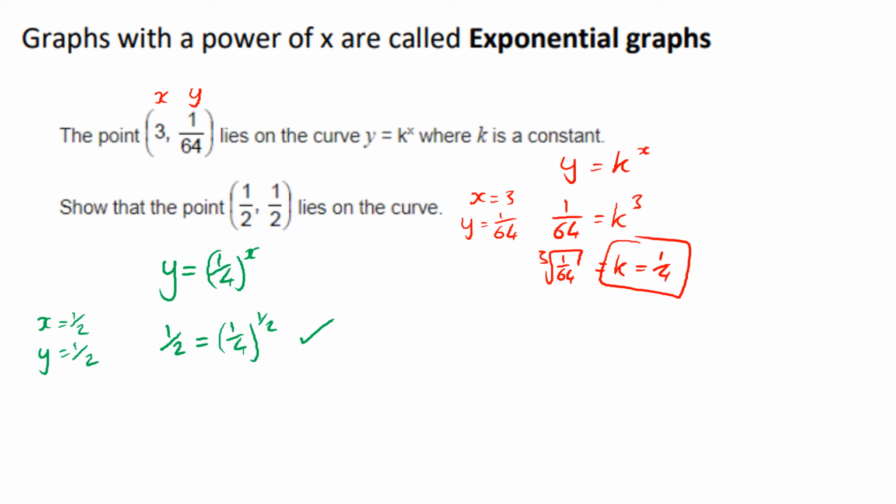Or another way you could do it, if you weren't happy with that, is a power of a half means a square root. And the square root of a fraction means the top needs to get square rooted and the bottom needs to get square rooted. So the square root of a quarter is indeed 1/2. But just getting to this tick mark and saying you've checked it, that would be enough.